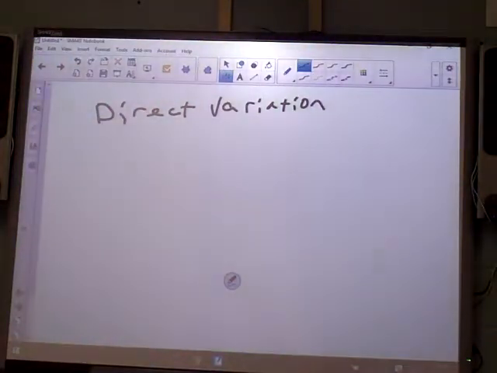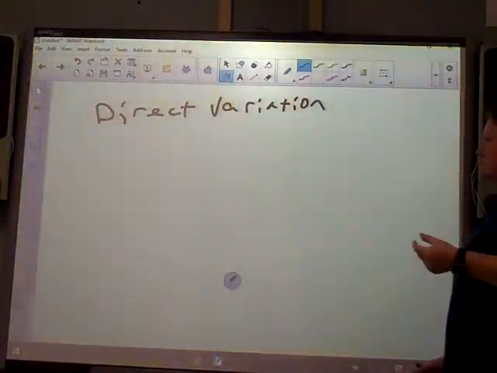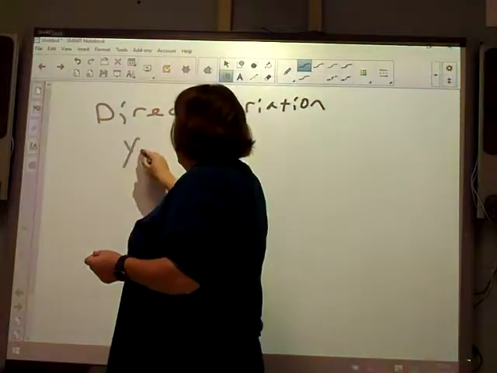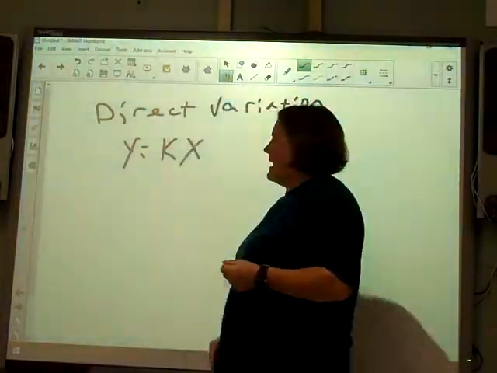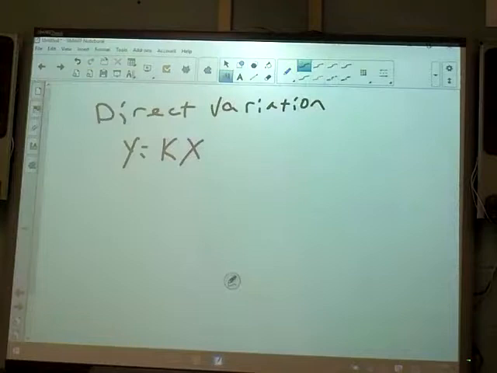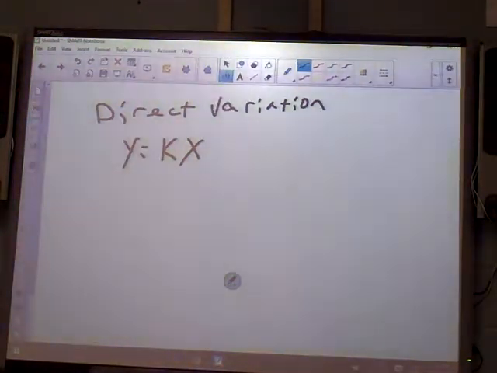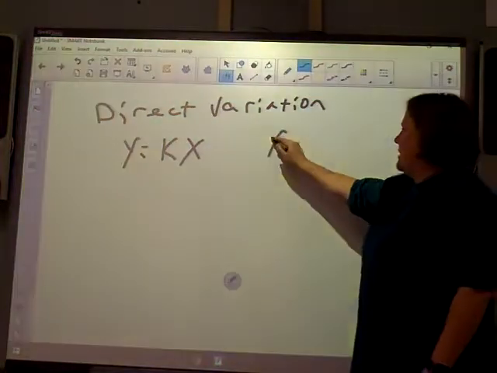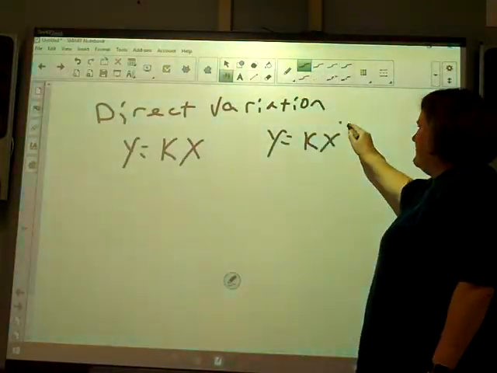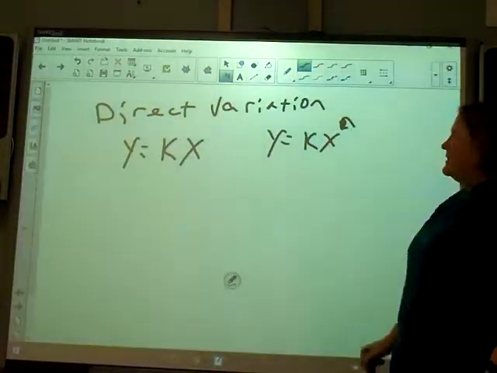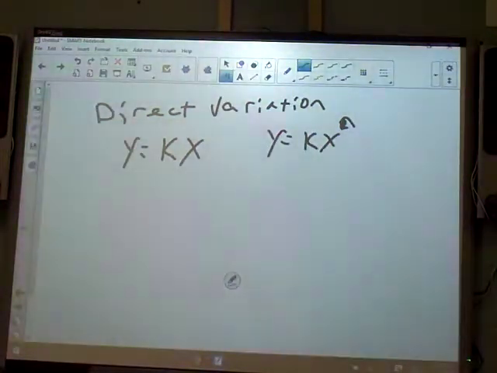What we need to know about direct variation is that it deals with multiplication. Our normal formula that we're going to write is y equals k times x. We could also have some powers on our x if we wanted to, for any power. These problems are going to be word problems, so you can switch those letters to stand for whatever the word problem stands for.